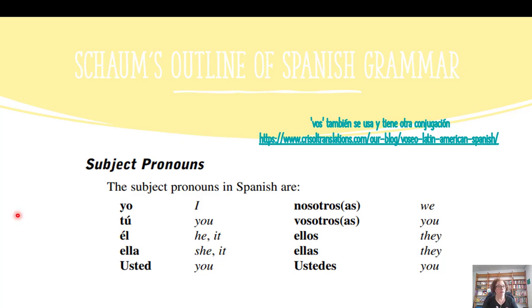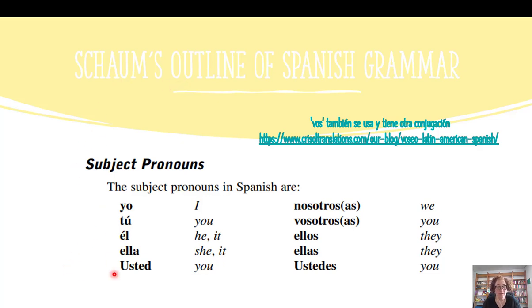So I'm going to start with the subject pronouns. You can't really see much there, but I've used a book called Schaum's Outline of Spanish Grammar, only because it's very drilling, so it's very easy, very focused exercises for this kind of grammar topic. Okay, you can see the list like this in the book.